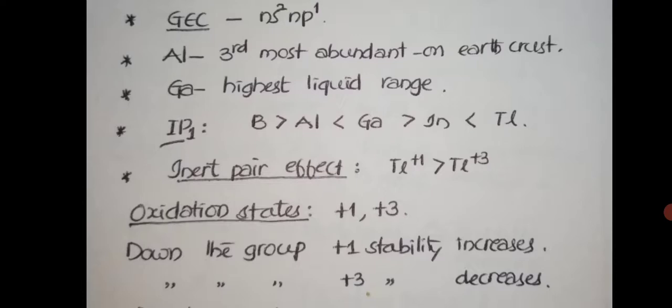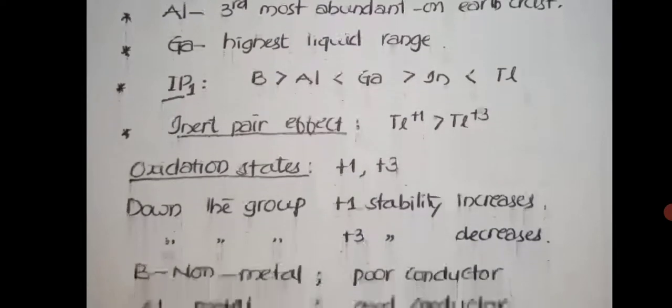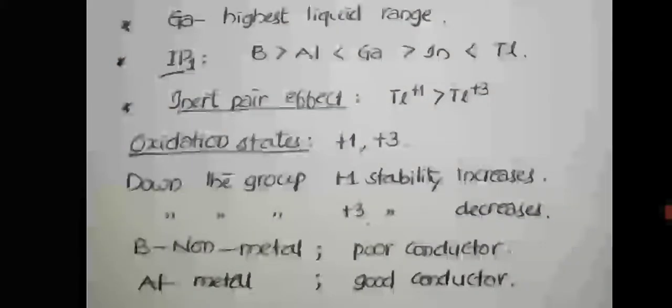Inert pair effect is shown by thallium, +1 oxidation state is more stable than +3 due to reluctance of the ns electron pair to take part in bonding, that is because of lanthanide contraction. So the common oxidation states are +1 and +3. Down the group, the +1 stability increases and +3 stability decreases. This is applicable for group 13, group 14, group 15. Higher oxidation state stability decreases, lower oxidation state stability increases.